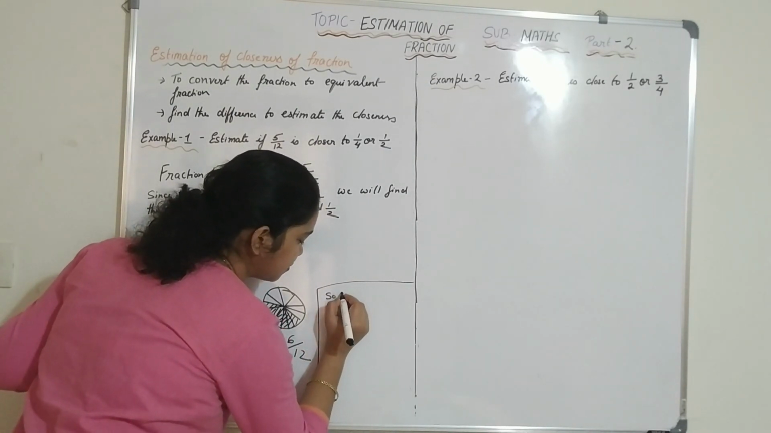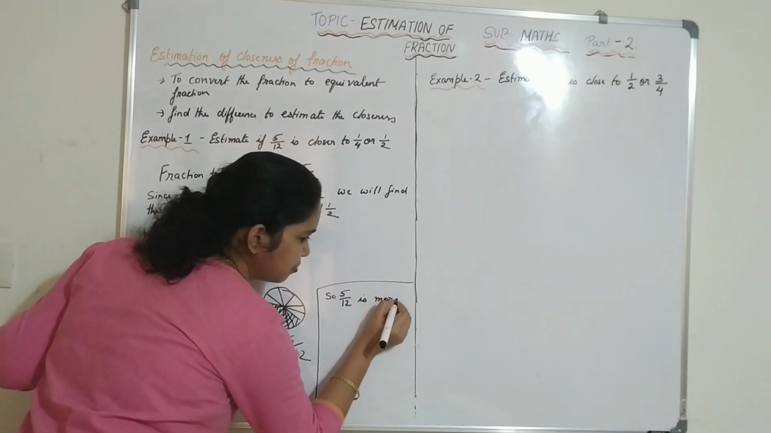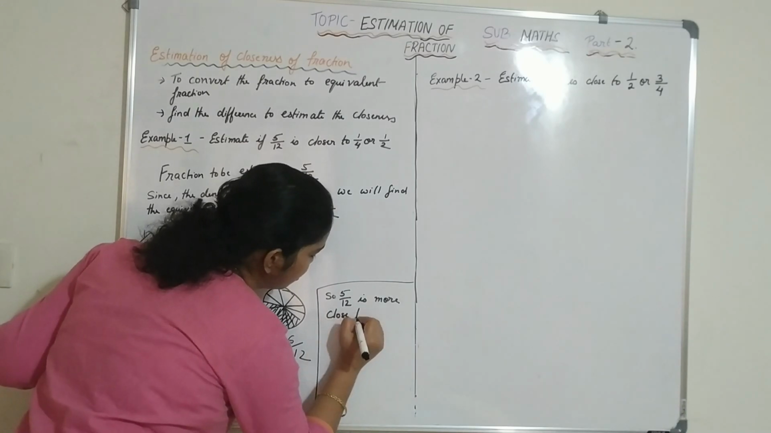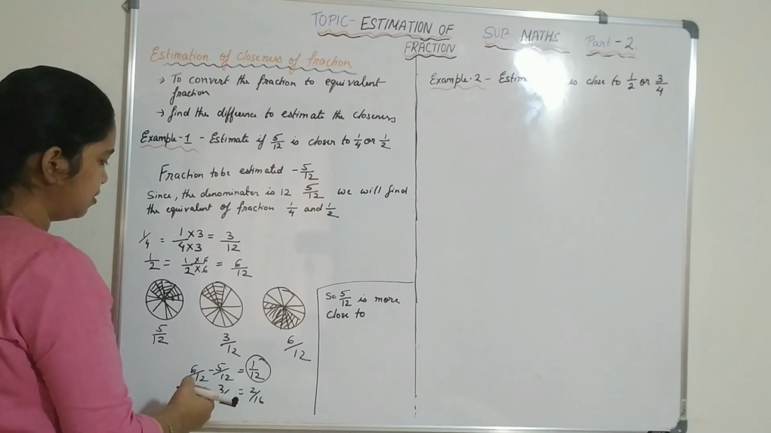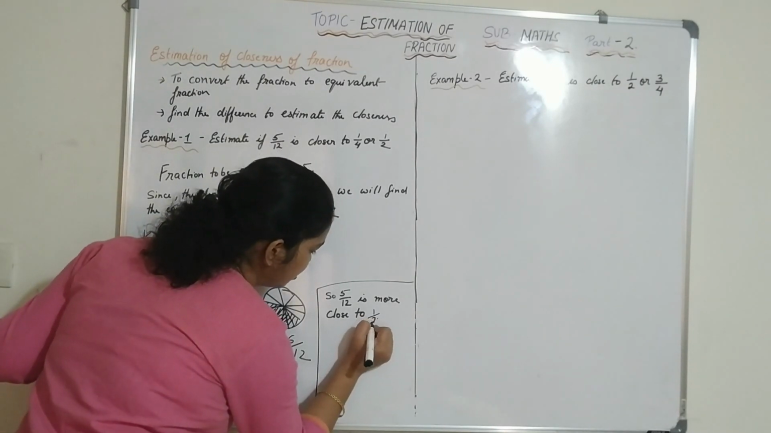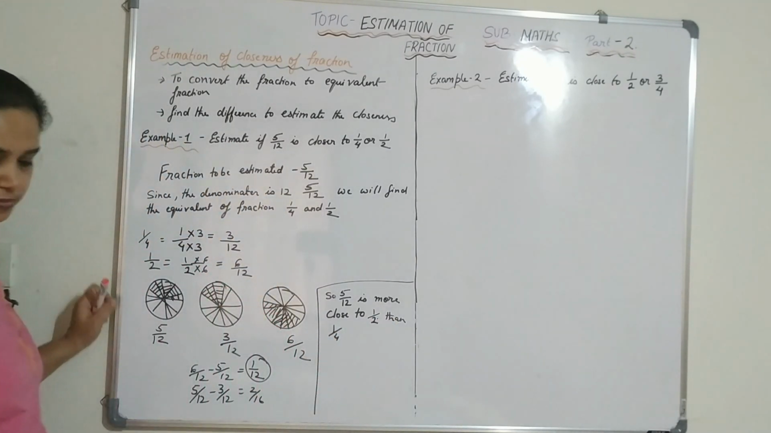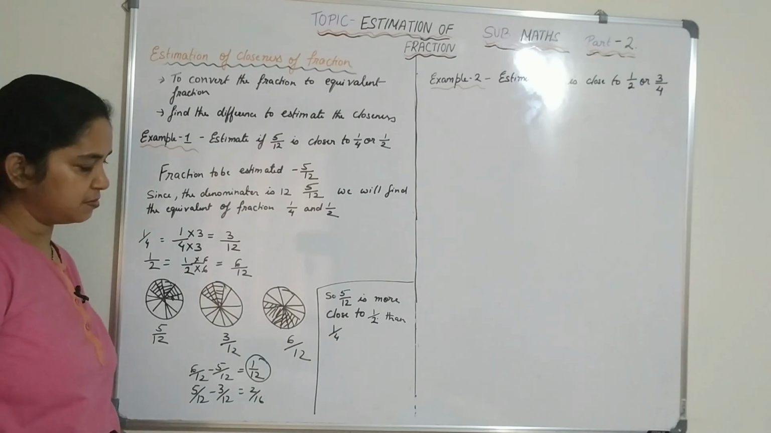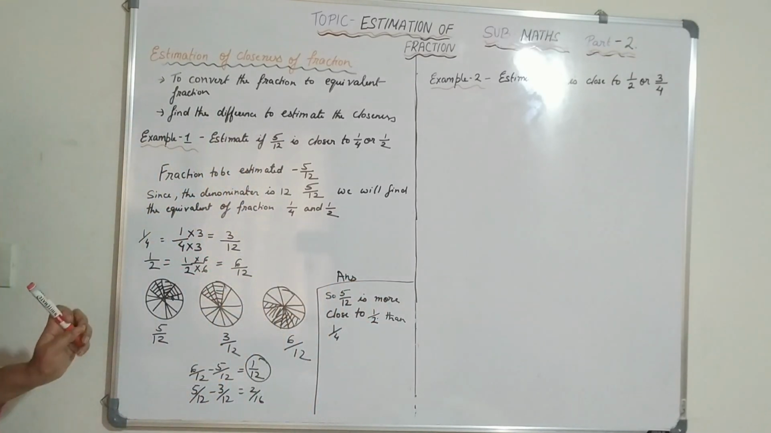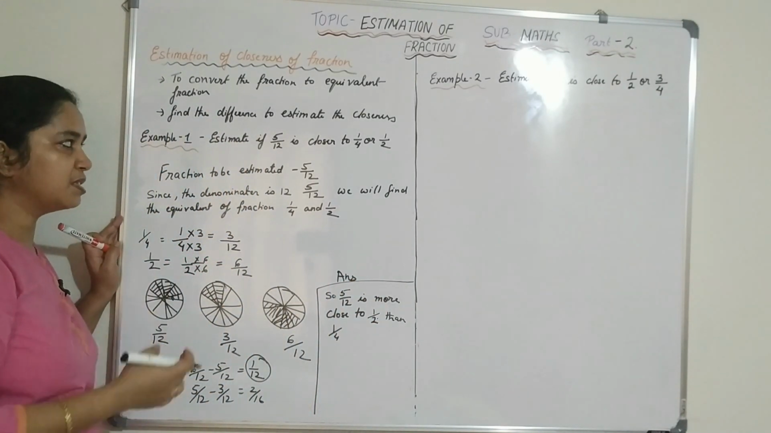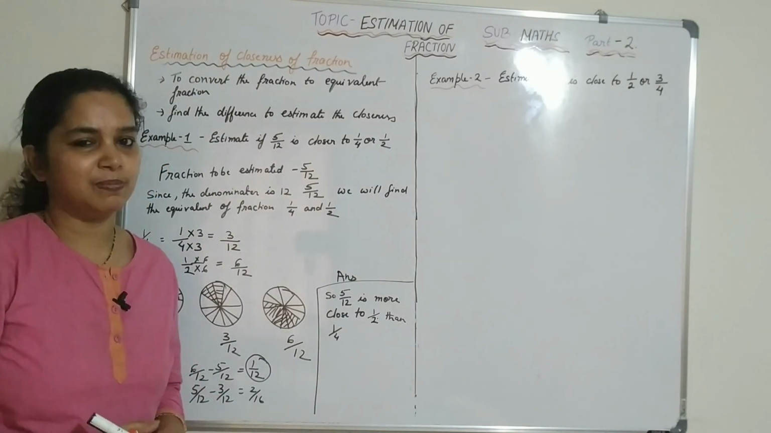So 5 by 12 is more close to which one? 1 by 2 rather than 1 by 4. So this will be the answer. In this case, if you have to estimate, then 5 by 12 is more close to 1 by 2 rather than 1 by 4.